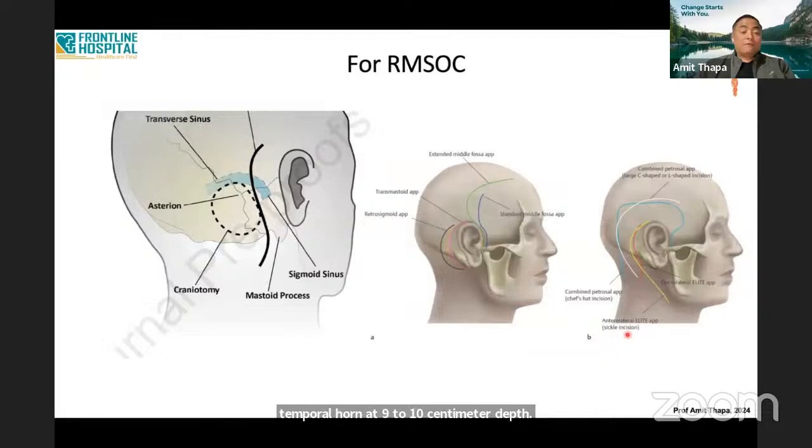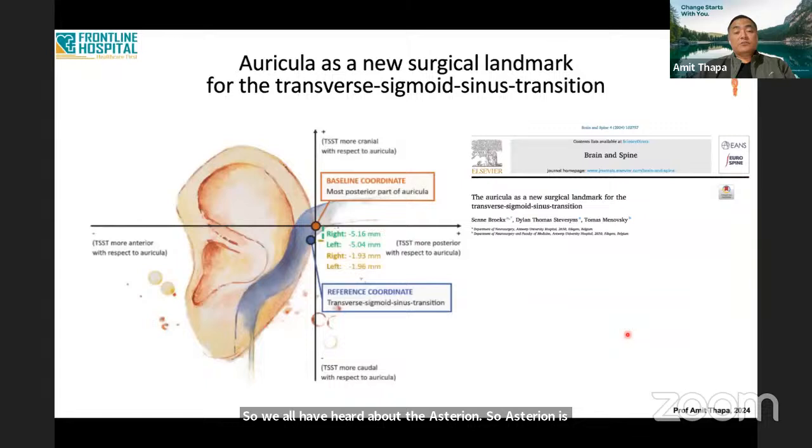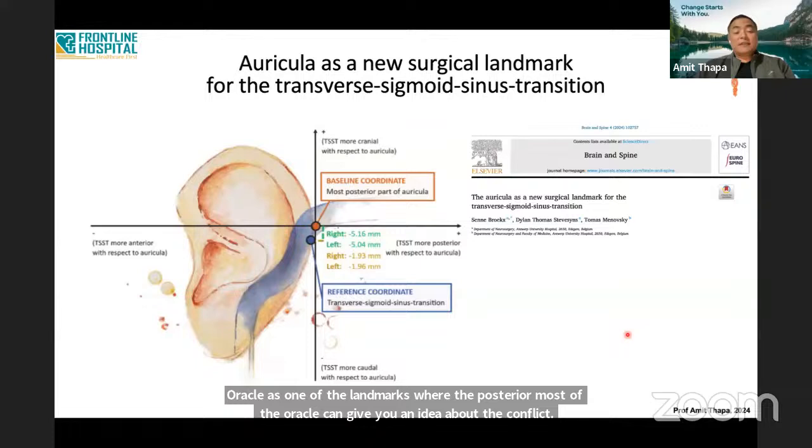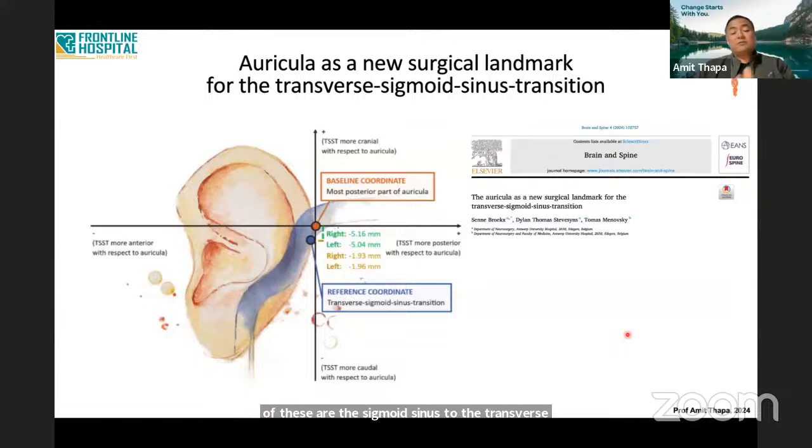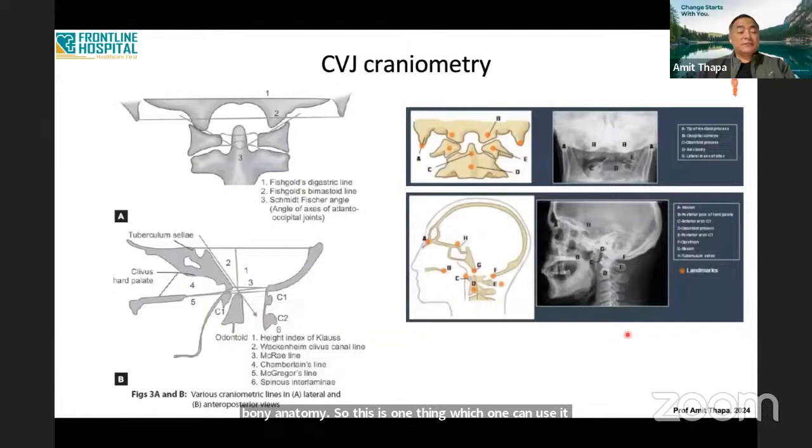We all have heard about the asterion. So the asterion is a landmark when we are planning certain posterior fossa approaches. Even authors are talking about using the auricle as one of the landmarks, where the posterior most tip of the auricle can give you an idea about the confluence of the sigmoid sinus to the transverse sinus. So this posterior confluence has not been marked through the bony anatomy, and this is one thing which one can use for surgical purposes.